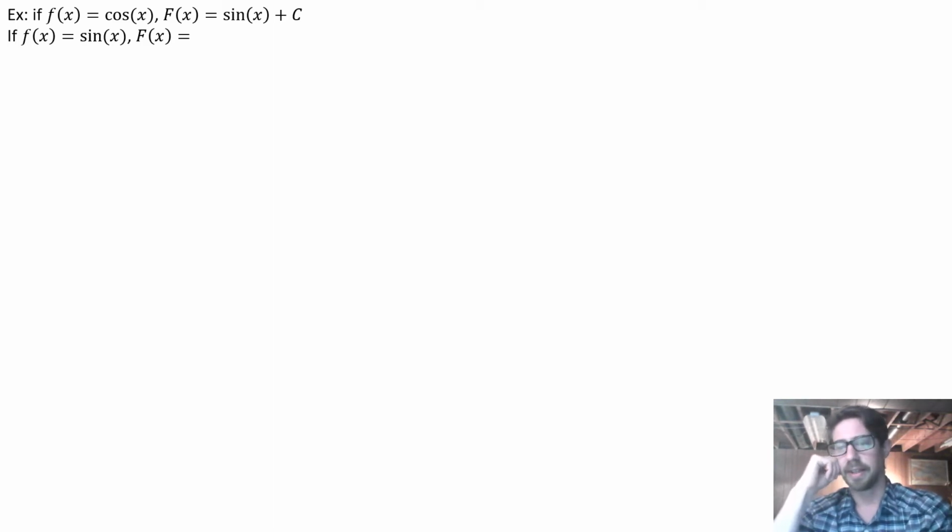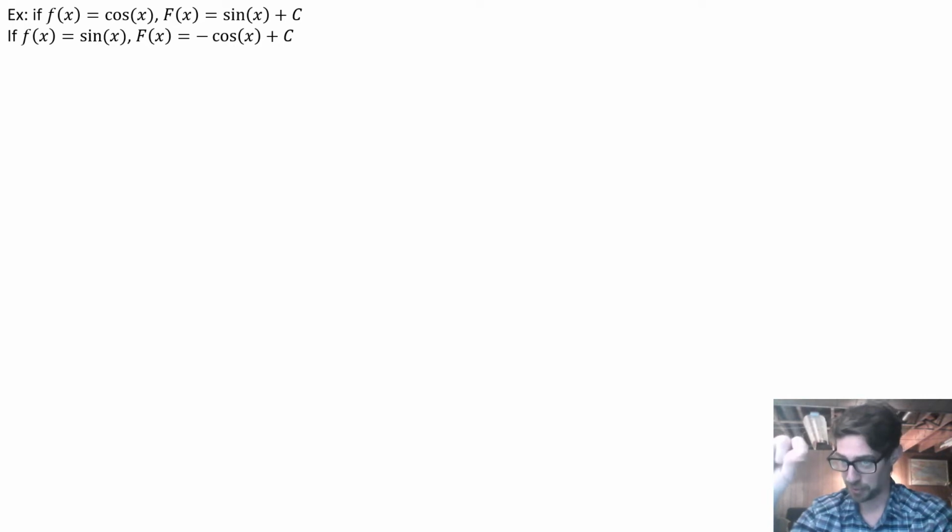We have to think a little bit here if we want an antiderivative for sine of x. Well, it's not cosine, because the derivative of cosine is negative sine. So if you want a function whose derivative is just sine, if you had negative cosine, the derivative of negative cosine is negative negative sine. So the antiderivative of sine is negative cosine.